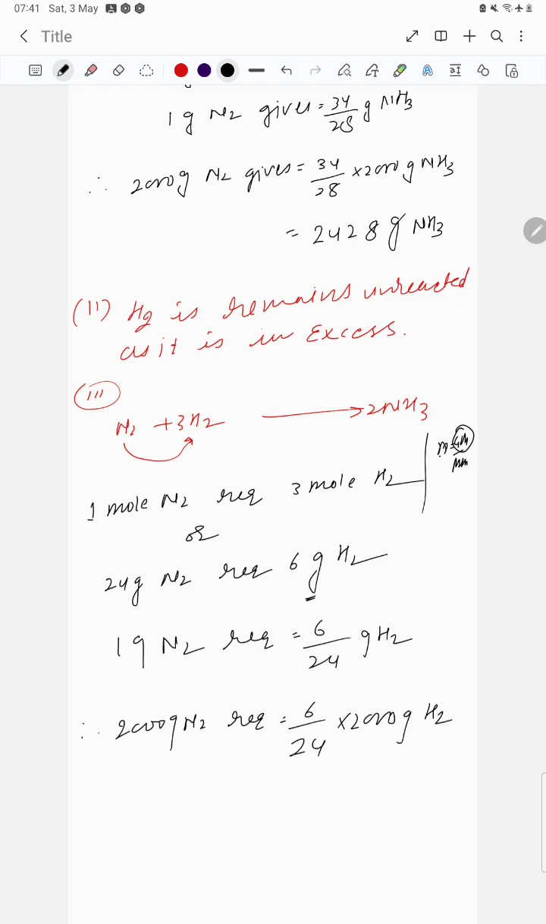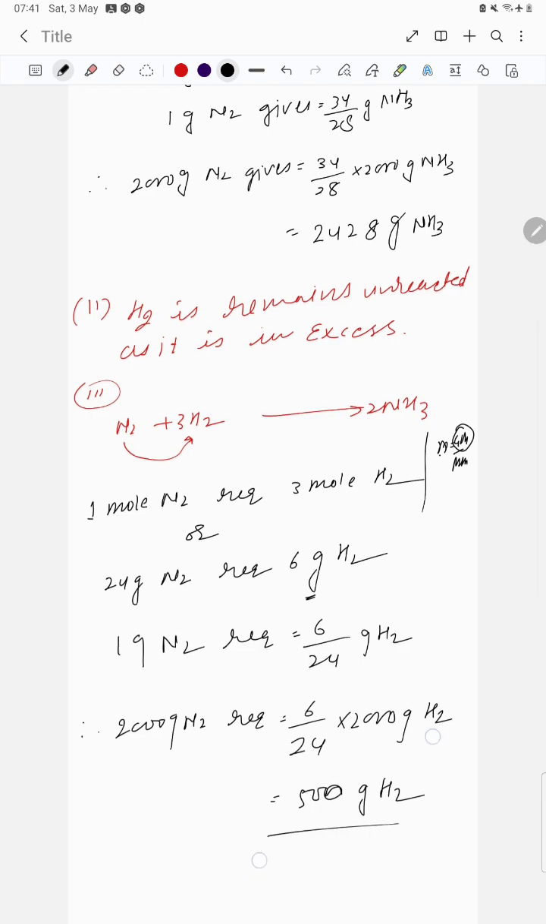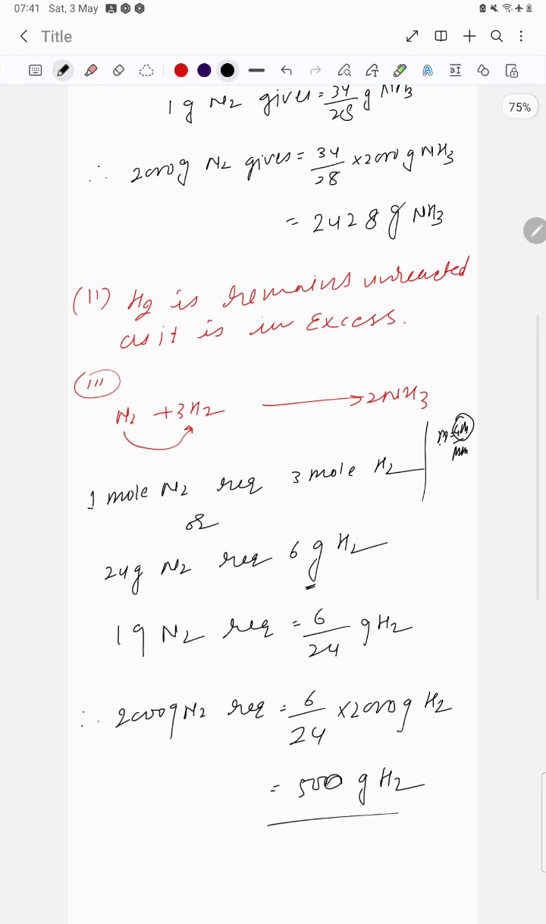So now you can try to solve this. 6 times 2000 is 12,000 divided by 28. So this is coming, student, 428 gram H2. So 2000 gram N2 requires 428 gram H2.